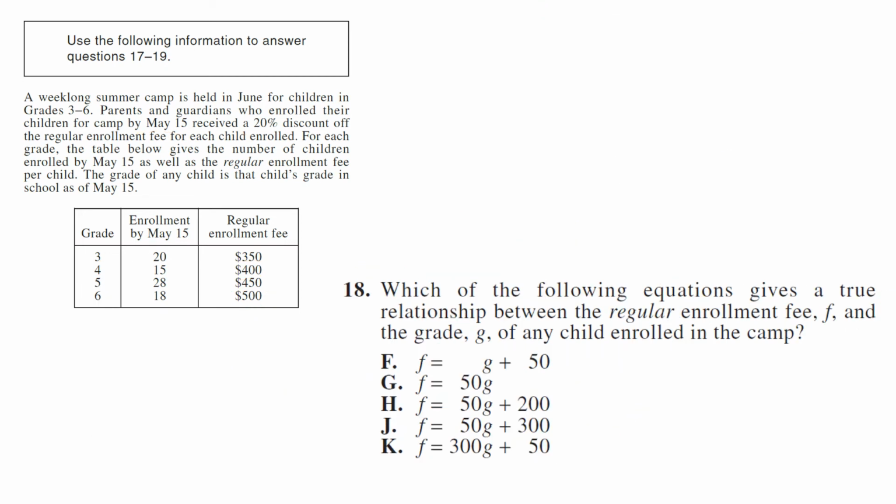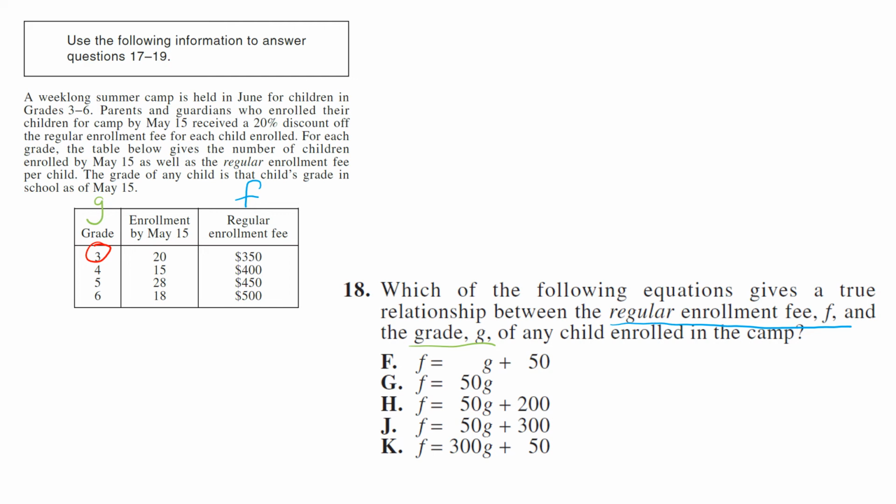Which of the following equations gives a true relationship between the regular enrollment fee, this is F, and the grade of any child? So grade is G, of any child. So let's just look at grade 3. Let's focus on grade 3. So grade 3, the regular enrollment fee should be $350. We're going to see which one gives us that fee.